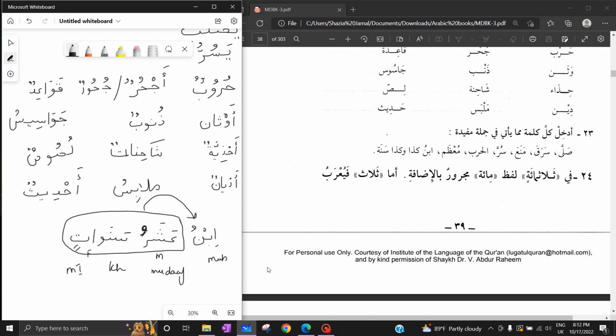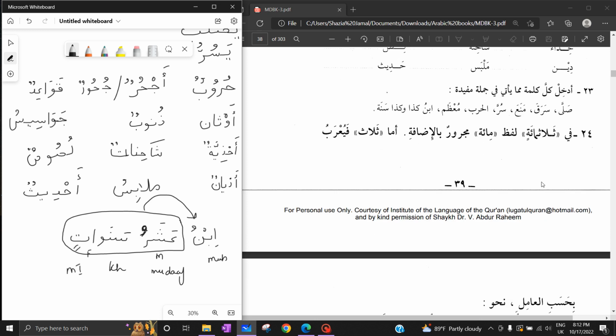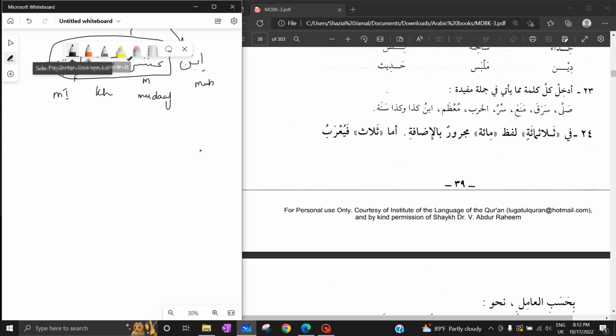Likewise, salasa mi'atin will also have the irab like this. Mi'atin cannot change because it is in mudaf ilahi position, but salasa is in mudaf position. Mudaf can change haraka. So if I say fi salasa mi'atin, for example, في ثلاثة مئة. Fi is a harf jar. Please pay attention to the spelling. It has an alif, but we say مئة, we don't pronounce it. So this becomes what?